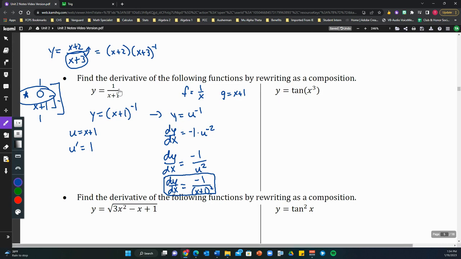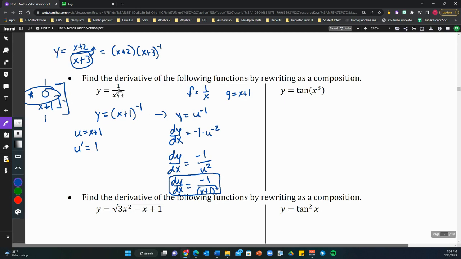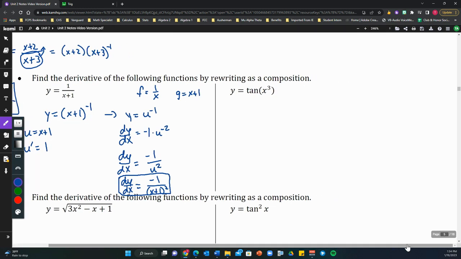All right, let's try another one. Again, we're always trying to think of what is the inside of the function. Identify our u first and then rewrite. That makes it easier to find the outside. So in this case, my inside of the argument would be x cubed. We can go ahead and find u prime.